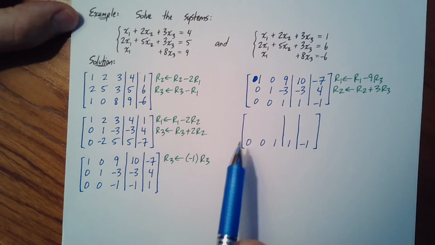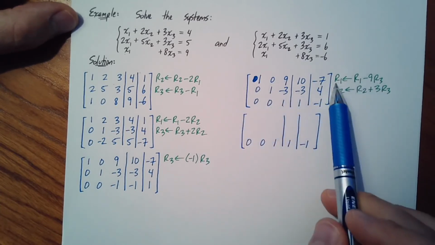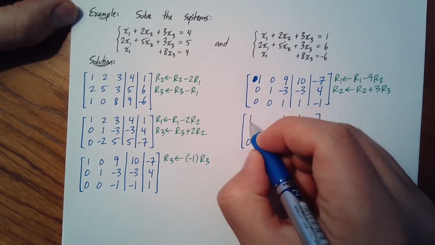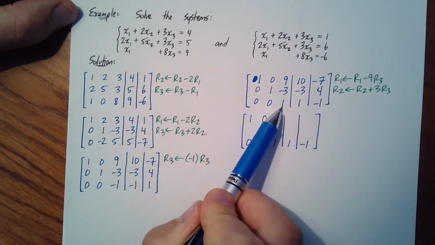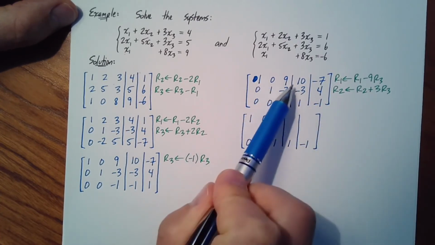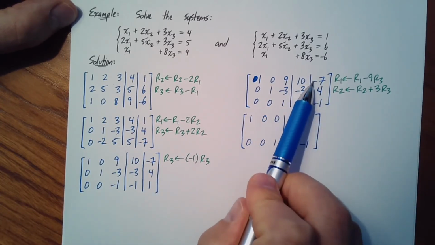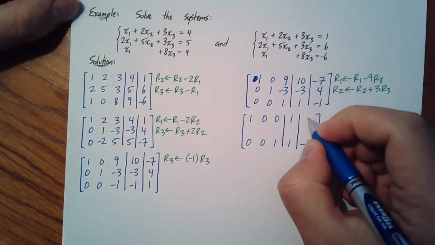Okay, and what's going to happen over here? So we're going to add row 3. Let's start, I guess I should do them in order. Row 1 is replaced with row 1 minus 9, row 3. So the top row is going to be 1, 0, and then 0, because 9 minus 9 times 1 is 0. Then we have 10 minus 9 times 1. Well, that's 10 minus 9, which is 1. And then we have negative 7 minus 9 times negative 1. That's negative 7 plus 9, which is 2.